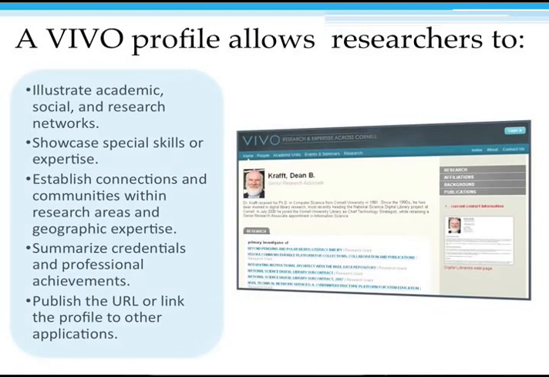A VIVO profile is detailed information about an individual drawn from what VIVO collects. It allows you to illustrate your own expertise and make people aware of that, as compared to a standard web page description or a social networking site. It tends to have richer content drawn from a number of sources about the individual, and it's more explicit, and I'll talk about some technical ways in which it's more explicit.